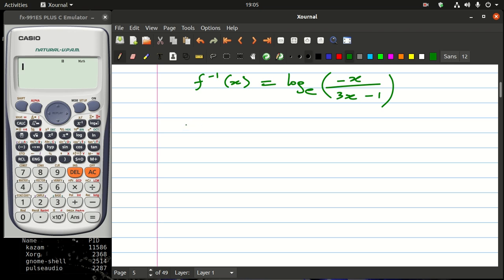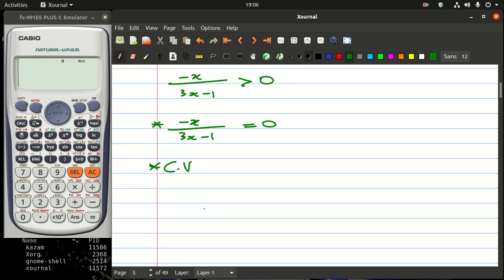So to find the domain, I want minus x divided by 3x minus 1 to be bigger than 0. If I can solve this inequality, whatever values of x I get will be the domain of that. So how do we actually solve an inequality? The first step is we change the inequality sign to equality. The second thing is we want to find the critical values. Critical values are the values of x that will make this equation equal to 0.